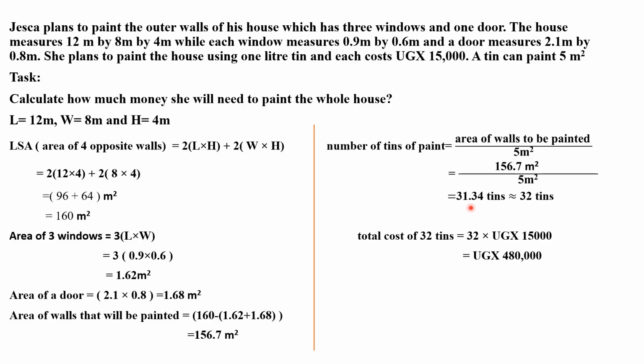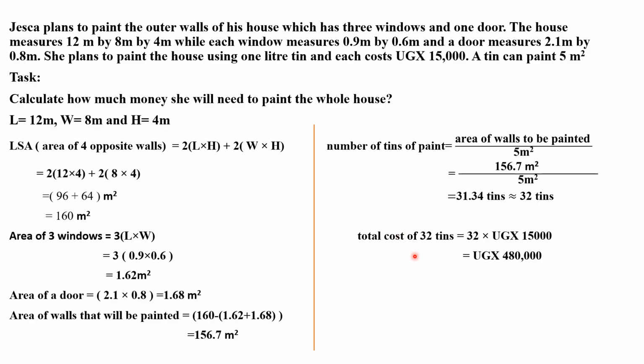So friends, whether a number is less than 5 or greater than 5, here when we are rounding off, we are not depending on a number greater than 5 or a number less than 5. No, as long as here we have 31.34 tins, but they don't sell half tins. So here you'll say approximately 32 tins.